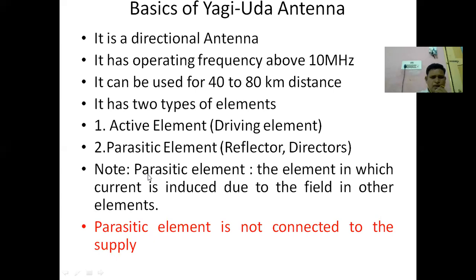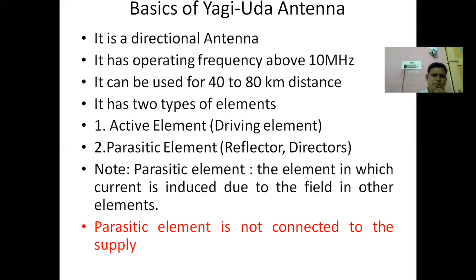In this antenna, a total of 3 elements are there. These 3 elements are classified into 2 types. One is the active element and the other is the passive element or parasitic element. Active element means what? The active element is the driving element, whatever input signal we are giving to it.